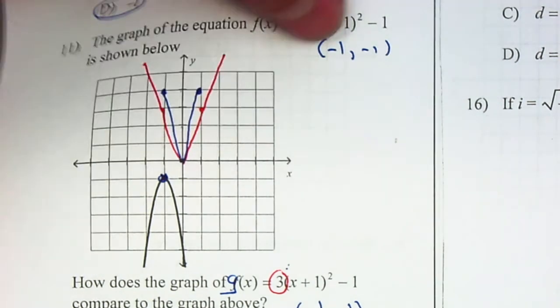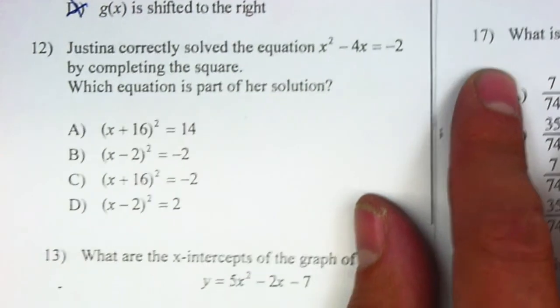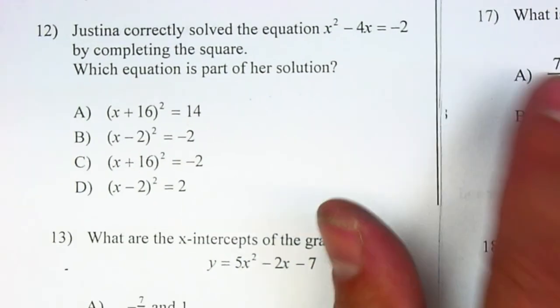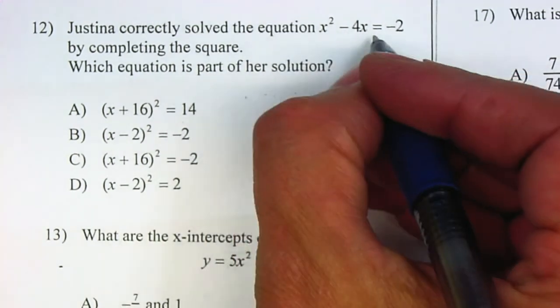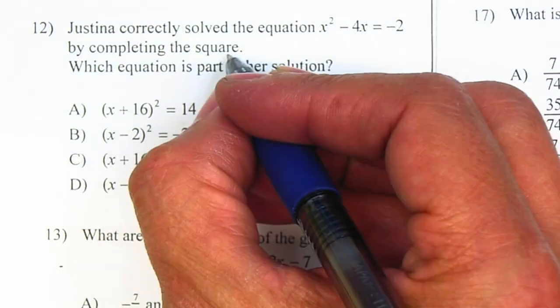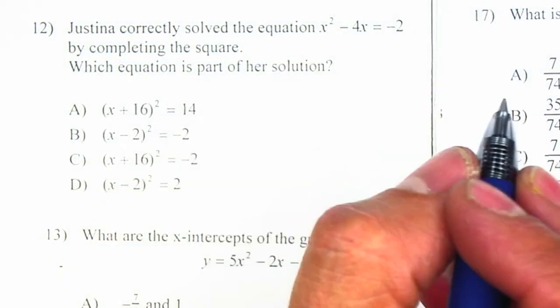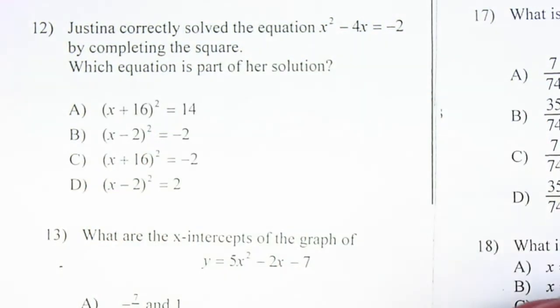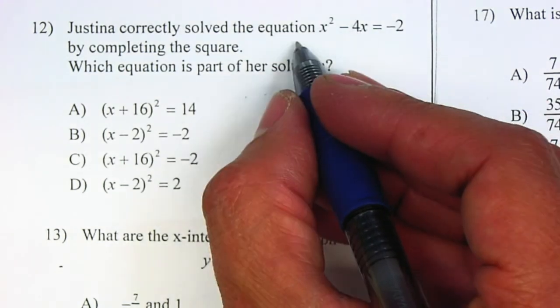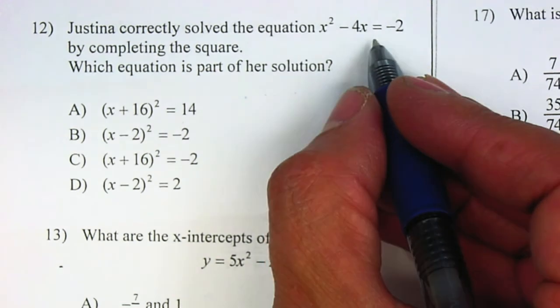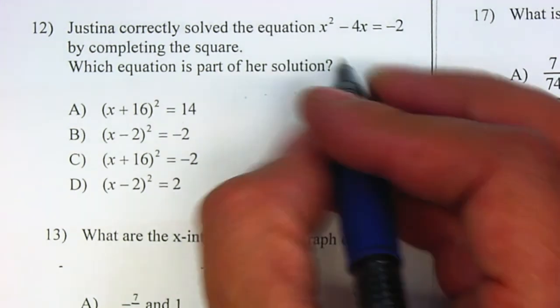Let's continue to problem number 12. It says, Justina correctly solved the equation x squared minus 4x equals negative 2 by completing the square. Which equation is part of her solution? By completing the square, remember that we need to be able to move the x's to the left and the number to the right. In this case, it's already done for you. So let's write it down.